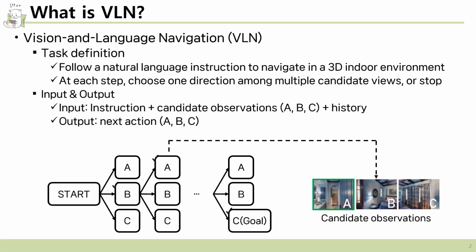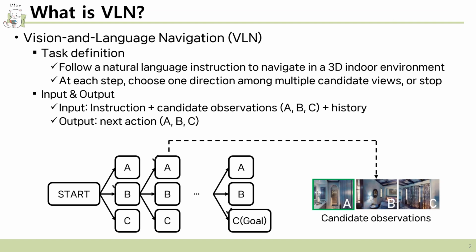Let me define VLN more clearly. We have an instruction like go down the hall, turn left, and stop near the table. The agent is inside the building and must follow it. At each step, the agent is not given a single best direction. Instead, it is given several candidate views. In this slide, you can see options like A, B, and C. Each option is one possible move. The agent must pick one option or choose stop.